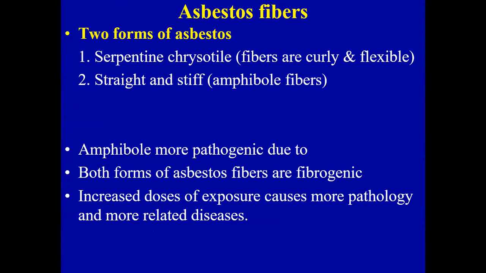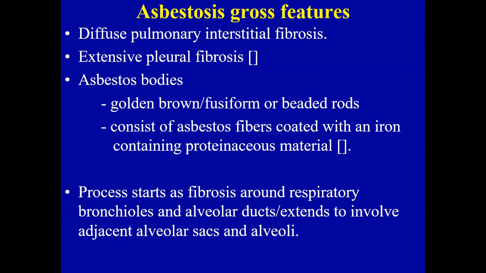Asbestos fibers عندنا two form. أكو serpentine crystal. This is a fiber تكون curly and flexible والstraight and stiff اللي هي amphibole fiber. Amphibole طبعا هي تكون pathogenic more than the serpentine. Both forms of asbestos fiber are fibrogenic. Increased doses of exposure cause more pathology and more related diseases.